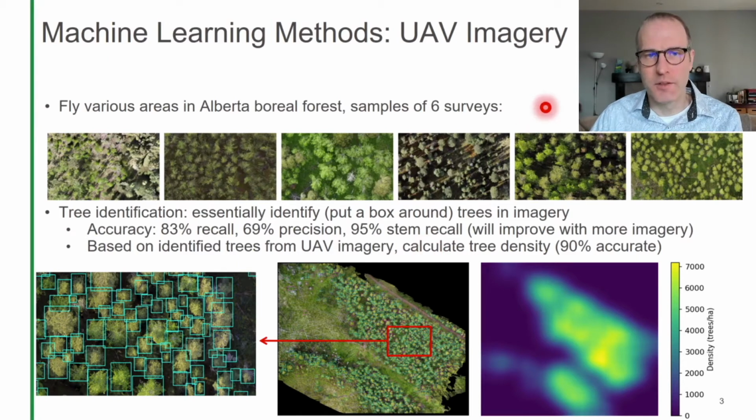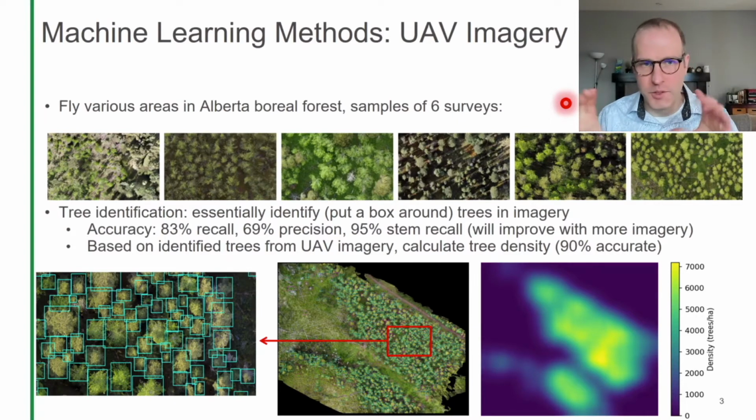So first, having a look at the UAV imagery, these are the 6 locations. Essentially, the first thing that we want to try to do is to put a box around a tree. This is tree identification, and it's the same algorithm that is used by your phone that puts a box around your face when you try to unlock your phone. Exact same algorithms. So we're pretty good at that, somewhere between 70 to 80% accuracy.